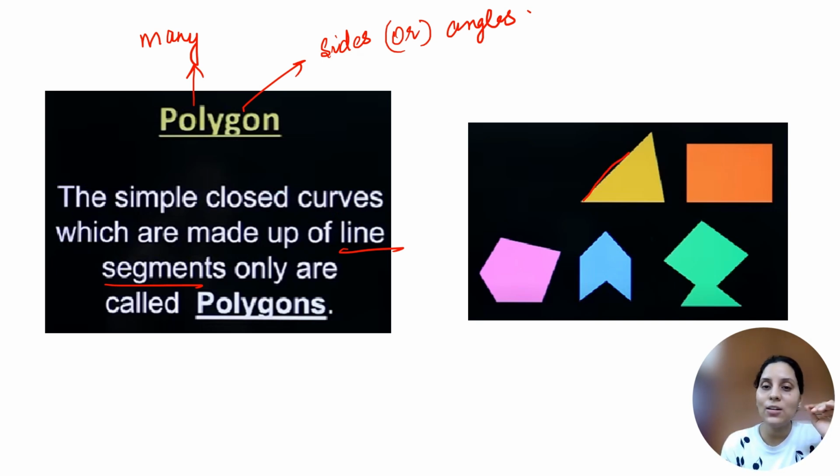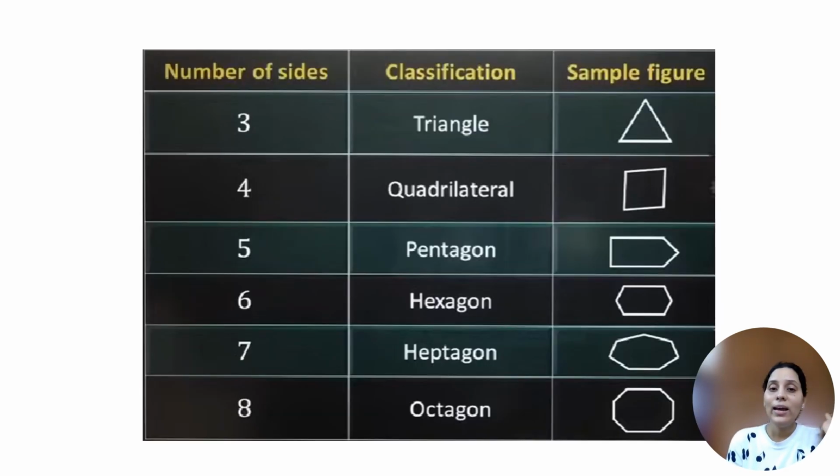Here we can see these are all polygons. See, they are made up of line segments and are closed as well. They do not intersect. So these are all polygons. They are made up of sides, and they are made up of angles. Now let us see what the types of polygons are.